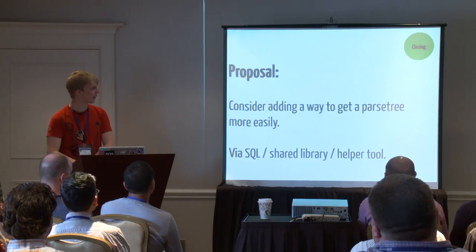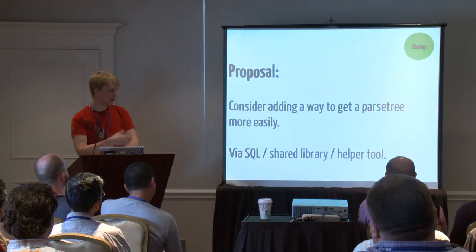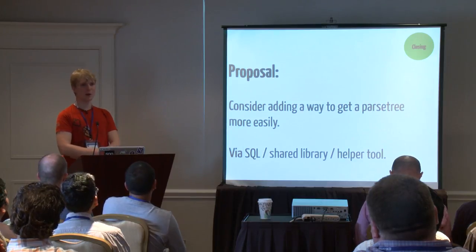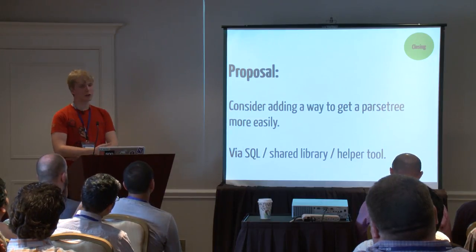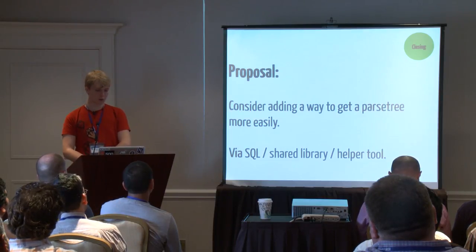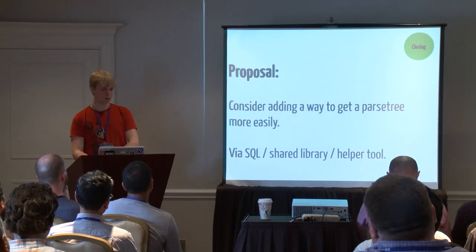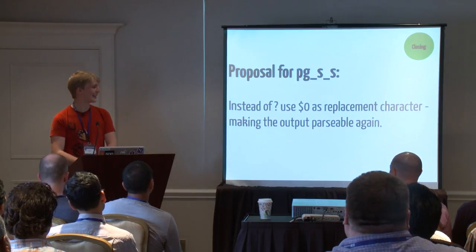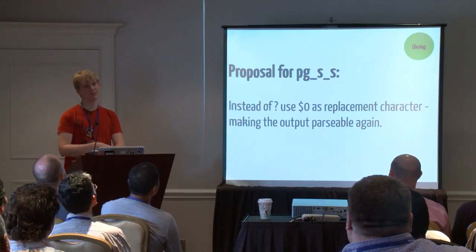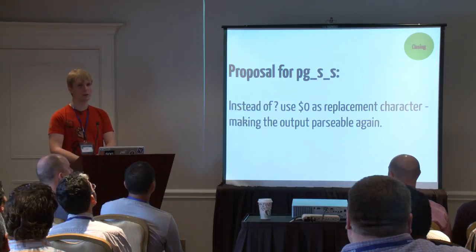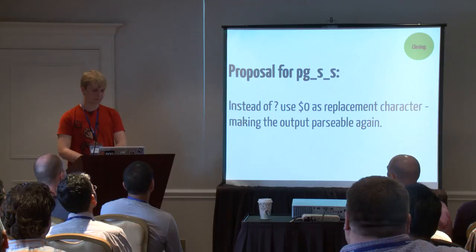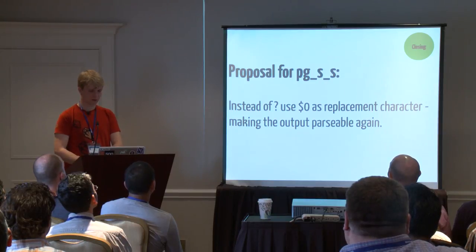Some more little things. Consider a way to get a parse tree more easily. Last time I talked to people about this, I don't think we'll ever get this in Postgres core. You can actually do this as an extension, though. This is what we did before PGQuery: we would use an extension to call the raw parser, although I'm not sure if you're actually supposed to do that. I don't think so. Anyhow, one thing we should really consider is replacing the question mark with a $0 or something parsable, because the question mark is an operator and it's really bad that it's used as a replacement character. Again, this is fixing Postgres stuff.